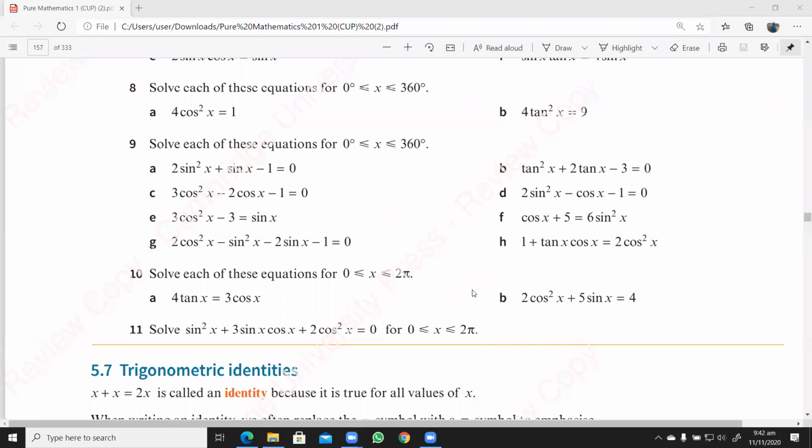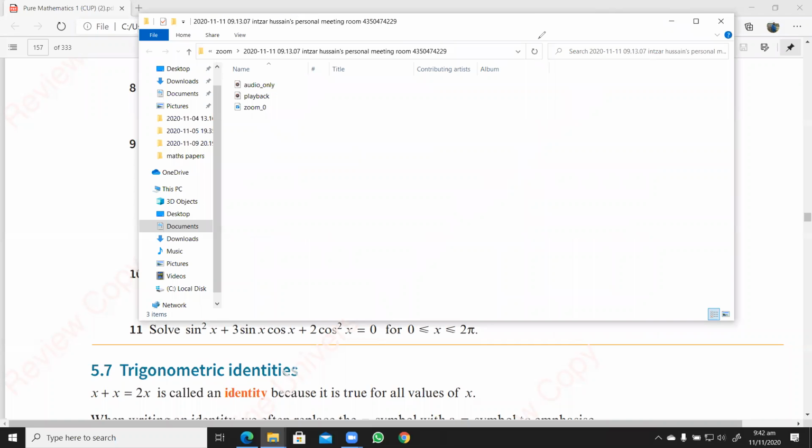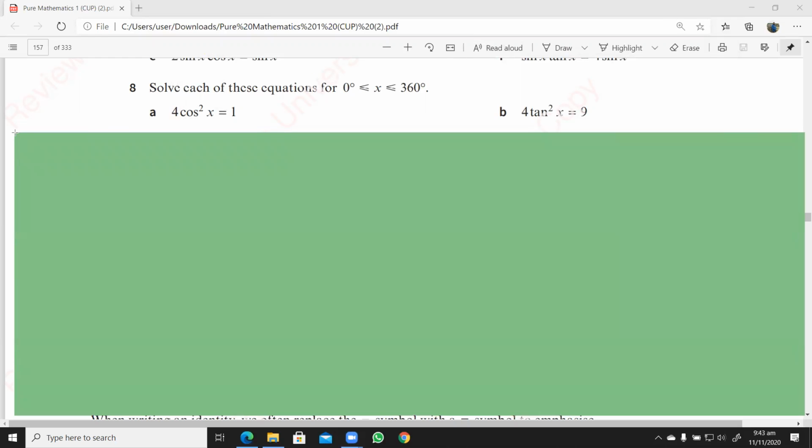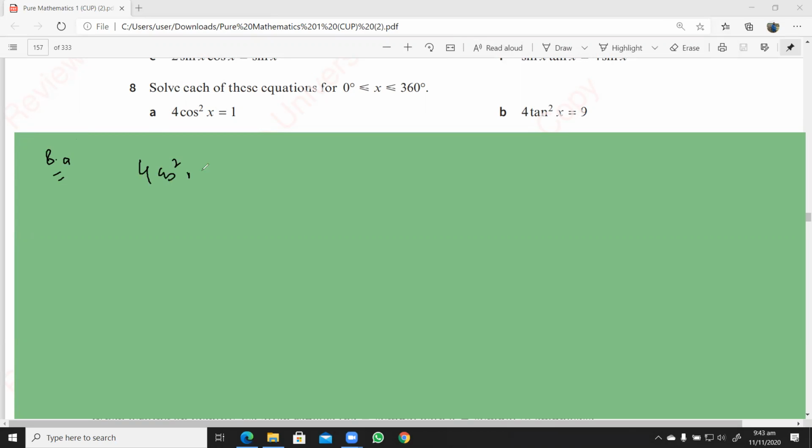So when you take the square root, bacho, you have to remember that when taking the square root... Now look at this question number 8. This is 4 cos square x, that is equal to 1. So your cos square x is equal to 1 over 4.